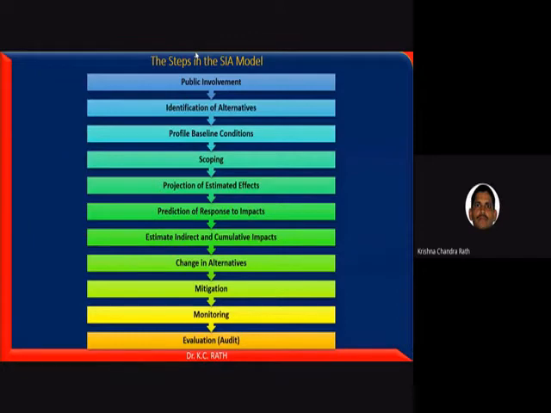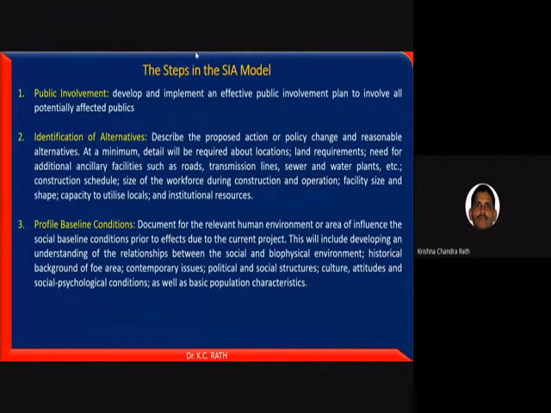And the steps include public involvement, identification of alternatives, baseline conditions, scoping, prediction of response to impacts, estimating the indirect and cumulative impacts, change in alternatives, mitigation, monitoring, and evaluation. These are the details.